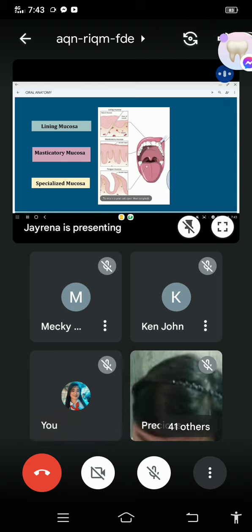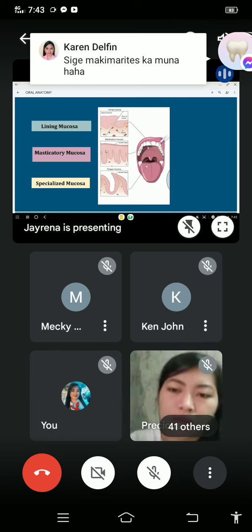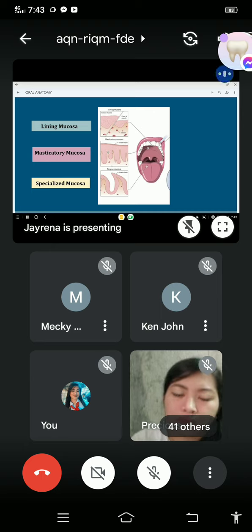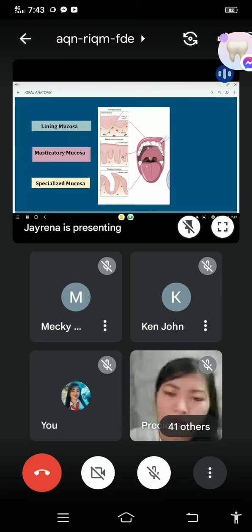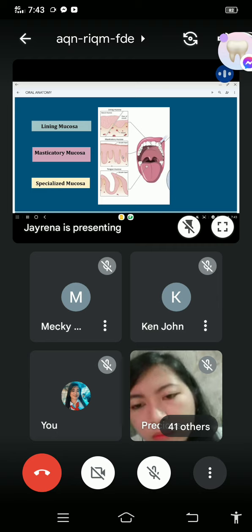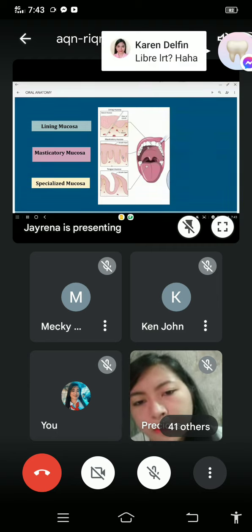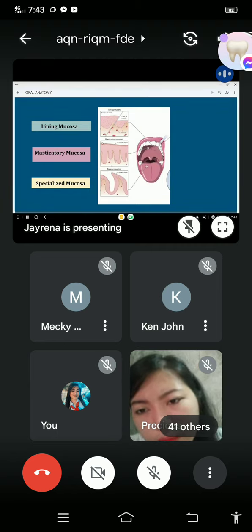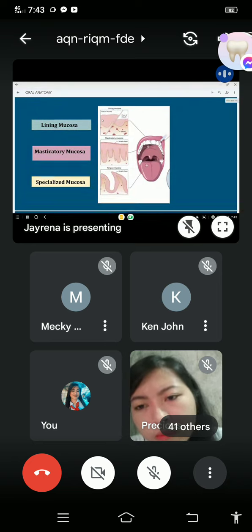So as you would notice, you would see that the masticatory mucosa here has a very, very thick epithelium. So makapal yung keratinized layer niya and makikita natin na very thick siya kasi it's always exposed to friction, laging nagagasgas pag ngumunguya tayo. The specialized mucosa also consists of a keratin layer but it consists of taste buds. And then you have your lining mucosa.